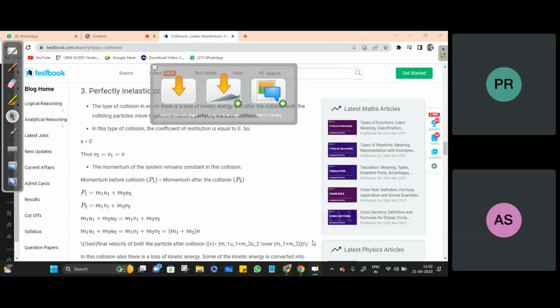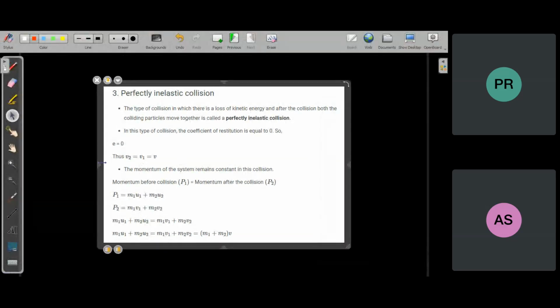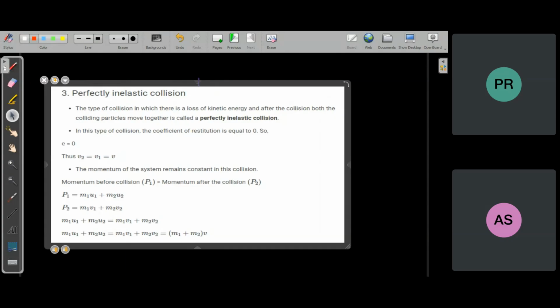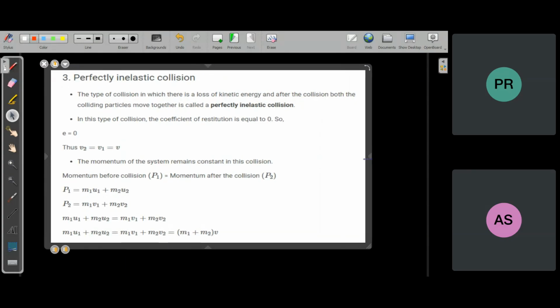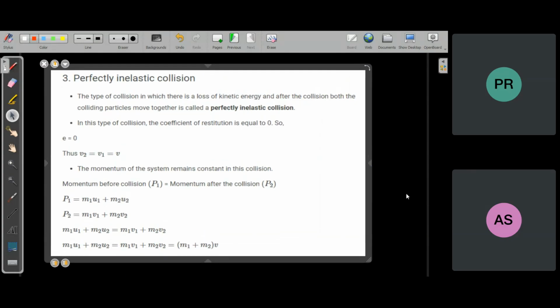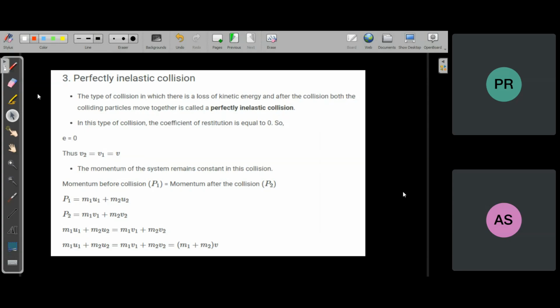So one equation you will get in every question, which will come from momentum conservation. Are you getting? The second equation you will get in the question will come from the coefficient of restitution, if the coefficient of restitution value is given in the question. If it is not given, then you cannot use that coefficient of restitution equation. Are you getting?